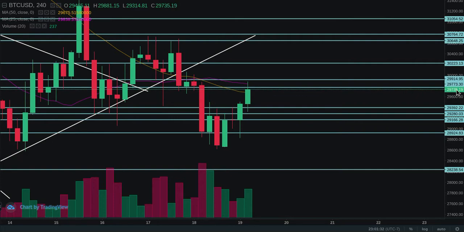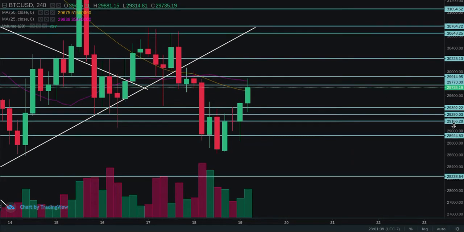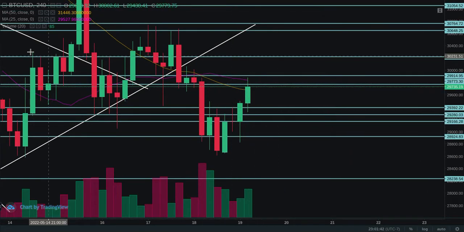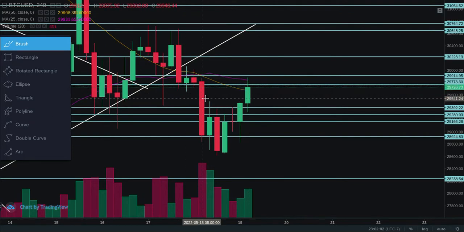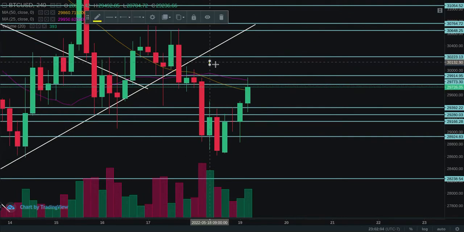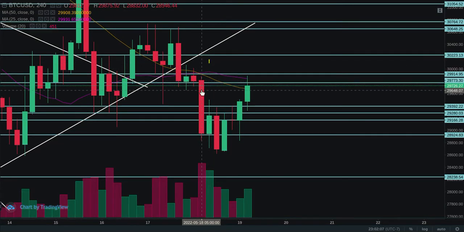If we can't push above that, then we're probably going to come back down to this 29,392 area if we don't push past the 29,735. A target underneath that one will be 29,280, and then also 29,166. If we move up, we need to pass 29,773, and then the next target will be 29,875.